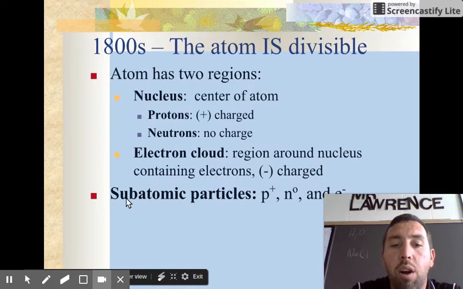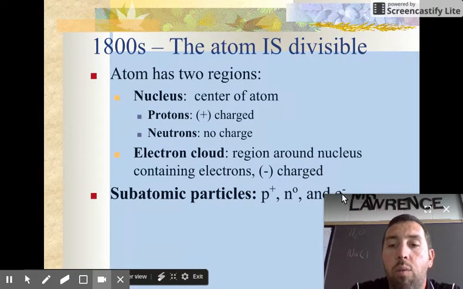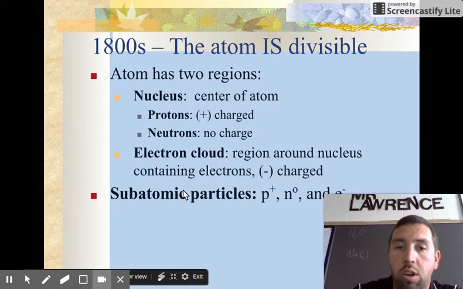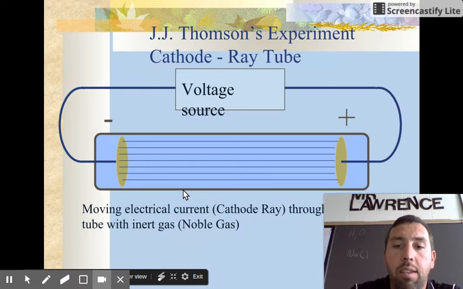Subatomic particles are just the particles inside the atom, just like a submarine goes inside the water. So here we have protons with a positive charge, neutrons with a neutral charge, and electrons with a negative charge. So how do we figure this out?